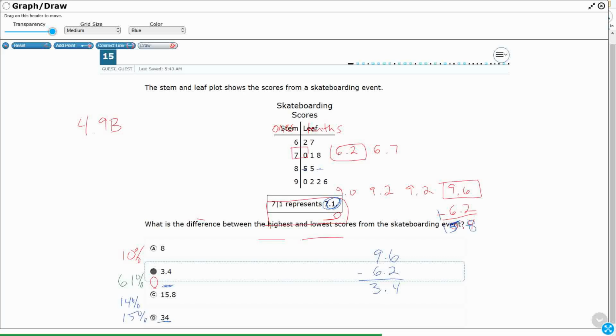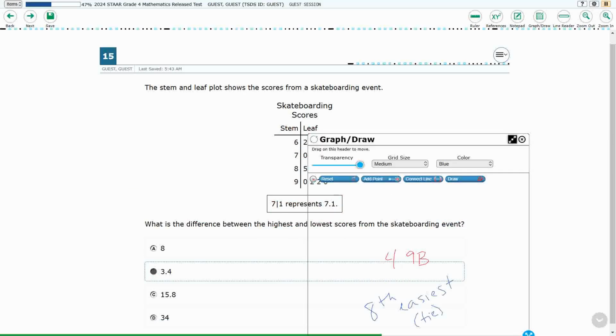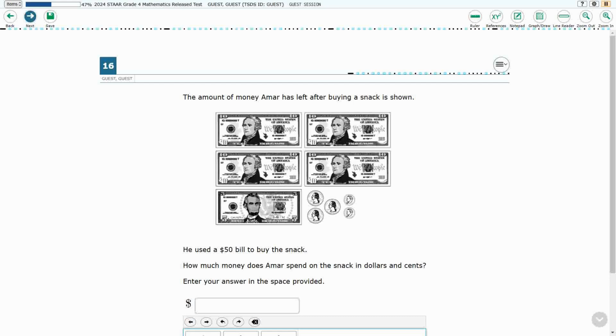So 61% of our students got this correct. That's pretty good. This is our 8th easiest, tied. And so for the most part, we do pretty good with data problems, stem and leaf problems. All right, so let's look at number 16.